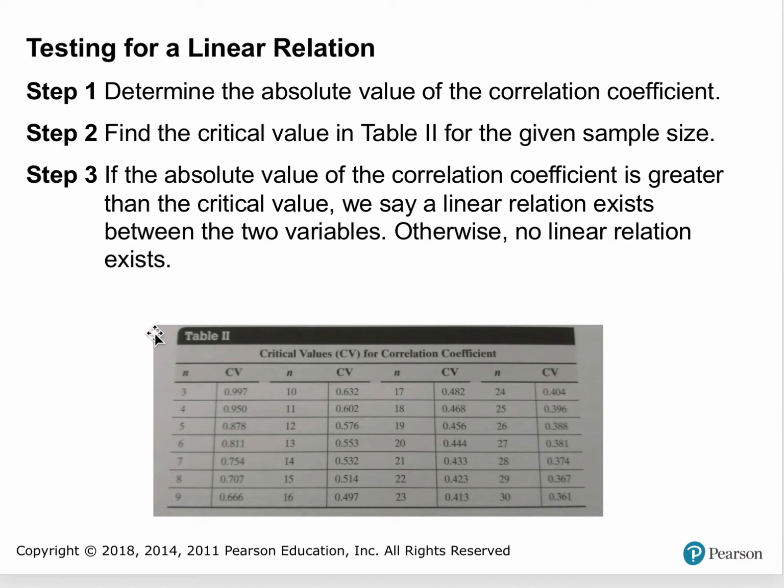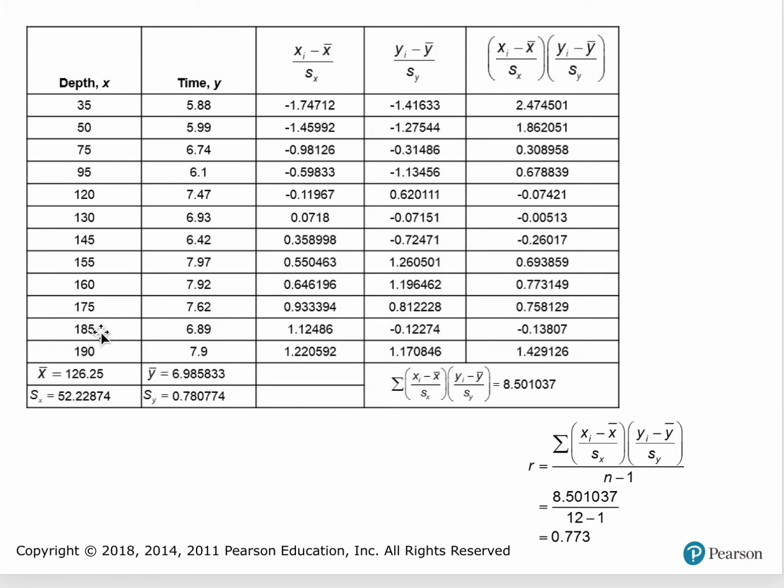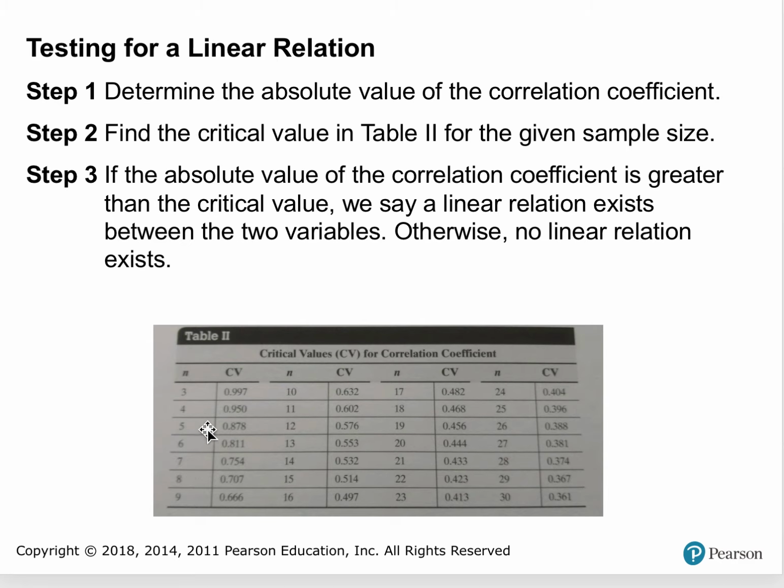So in the table, how many, let me go back and see. 1, 2, 3, 4, 5, 6, 7, 8, 9, 10, 11, 12. Okay, we had 12 data points. So I'm going to go over to where n is 12 right here, and the critical value. Now they have determined this critical value based on the 5% level of significance, 0.05, but they've already calculated that for us. It's 0.576. And if the absolute value of our correlation coefficient is greater than this critical value on the table, then we're going to say that a linear relationship does exist.